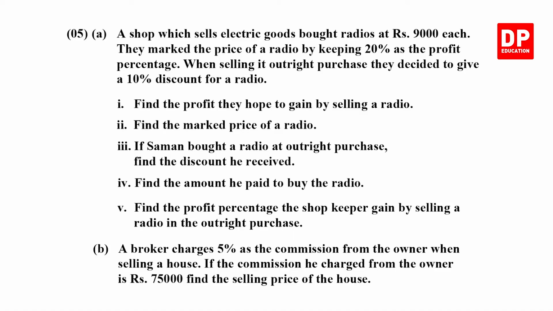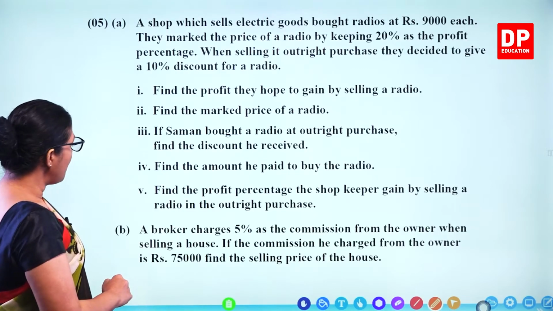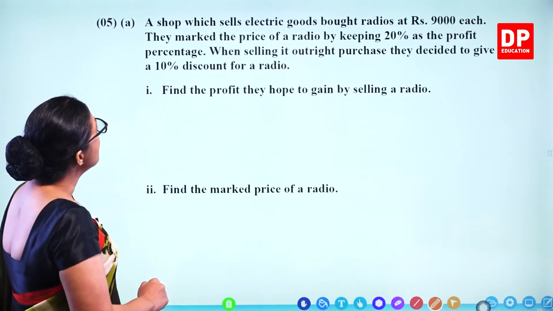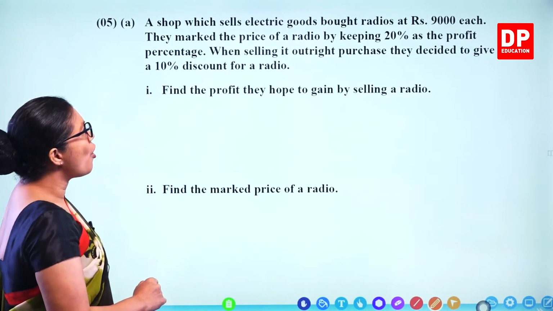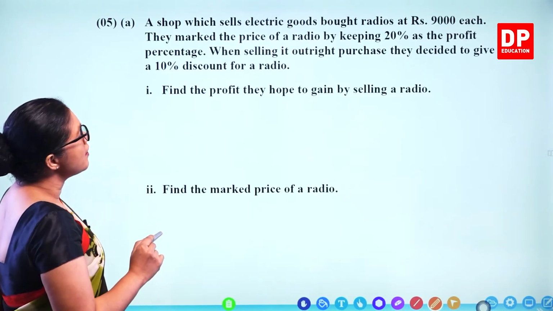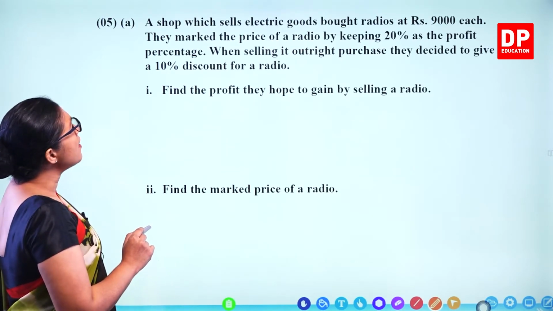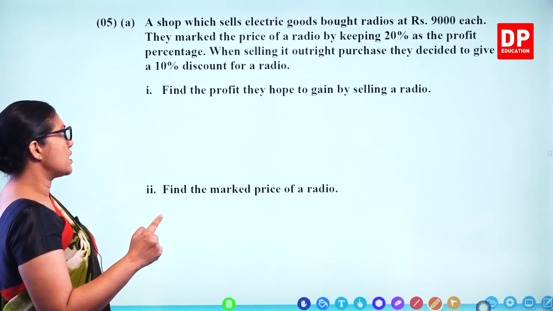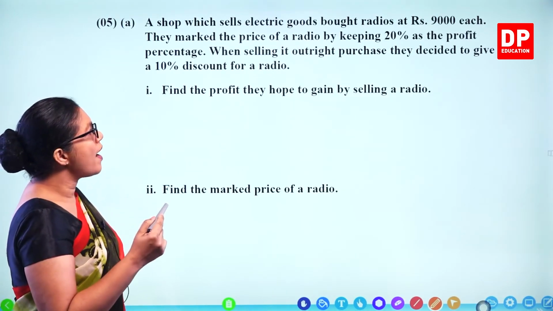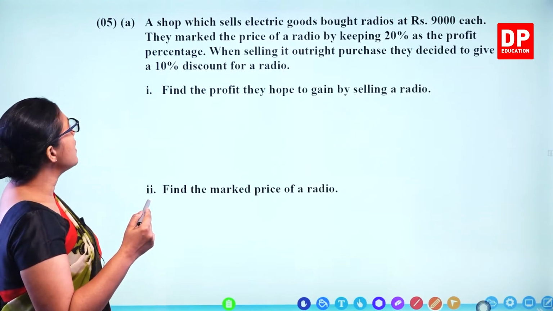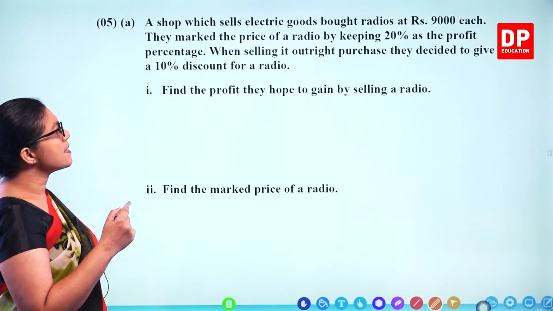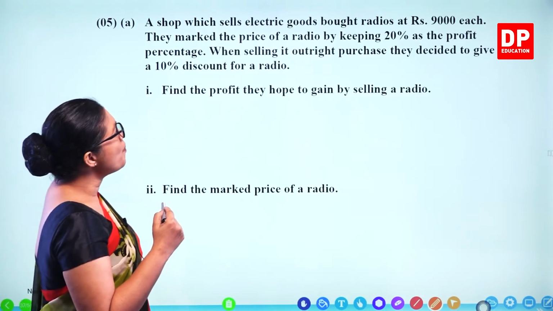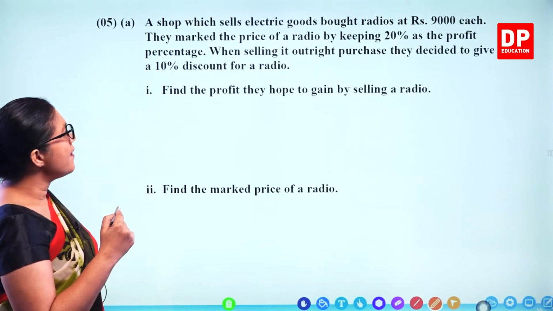Question number 5. You get several parts. So, we'll do each question separately. Part A. A shop which sells electric goods bought radios at 9,000 rupees each. They mark the price of a radio by keeping 20% as the profit percentage. When selling it outright purchase, they decided to give a 10% discount for a radio. Find the profit they hope to gain by selling a radio.